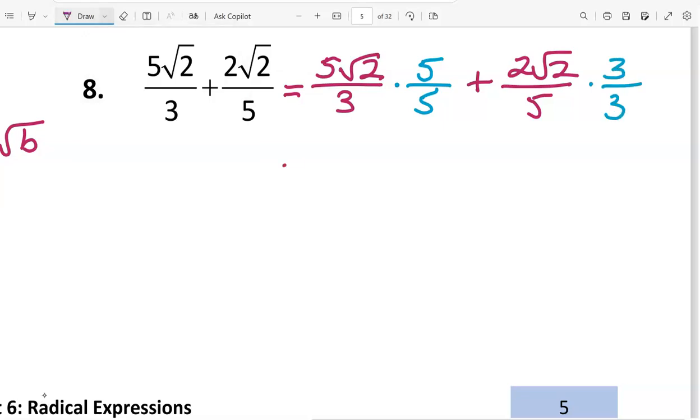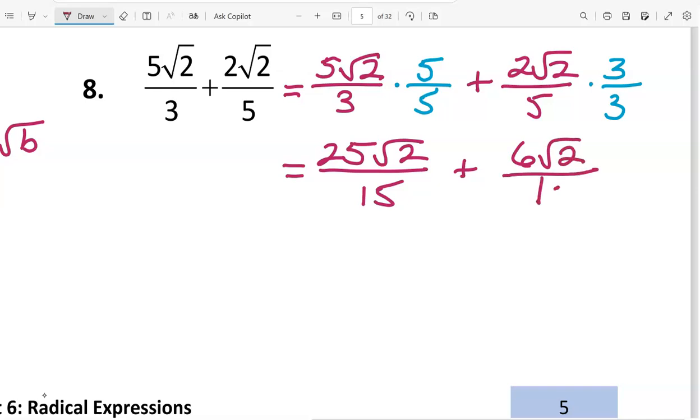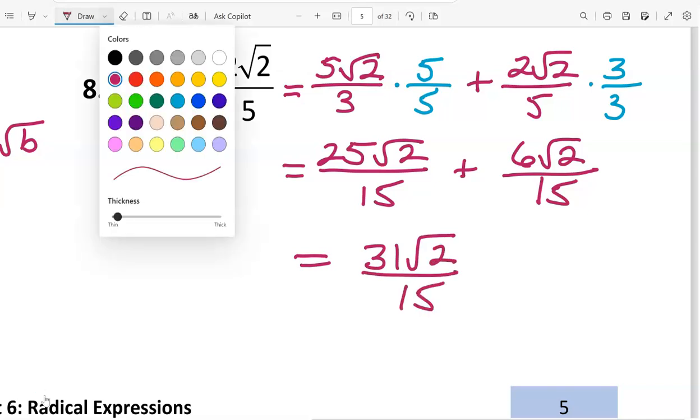So now let's write our equivalent fractions. Multiplying numerators, we have 25 times the square root of 2, and multiplying denominators, 15. For the second fraction, multiplying numerators, 6 times the square root of 2, and multiplying denominators, 15. Now we can add together the numerators. 25 times the square root of 2 plus 6 times the square root of 2 is 31 times the square root of 2, and we keep that denominator, which is 15.